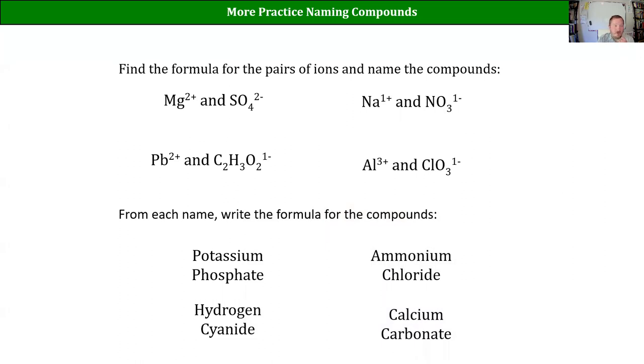All right, so let's bring it back and let's start working on these just to practice it one more time. So the formula for these is going to wind up being the same process as any of our other ionic compounds, right? How many of each ion do you need to make it add up to a charge of zero? So for magnesium and sulfate, they've got a plus two and a minus two, so we just need one of each. Our formula would be MgSO4. Our name would just be magnesium sulfate.